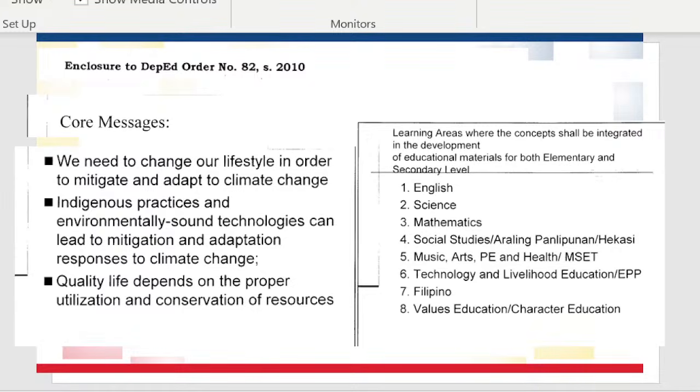So these are the learning areas where the concepts of climate change adaptation shall be integrated. So it's almost all learning areas: English, science, math, social studies, MAPEH, TLE, Filipino, values.